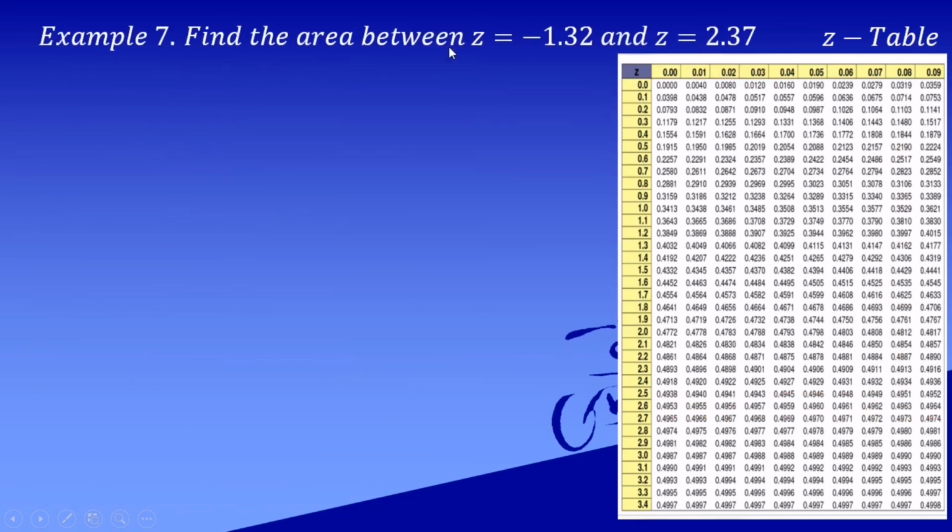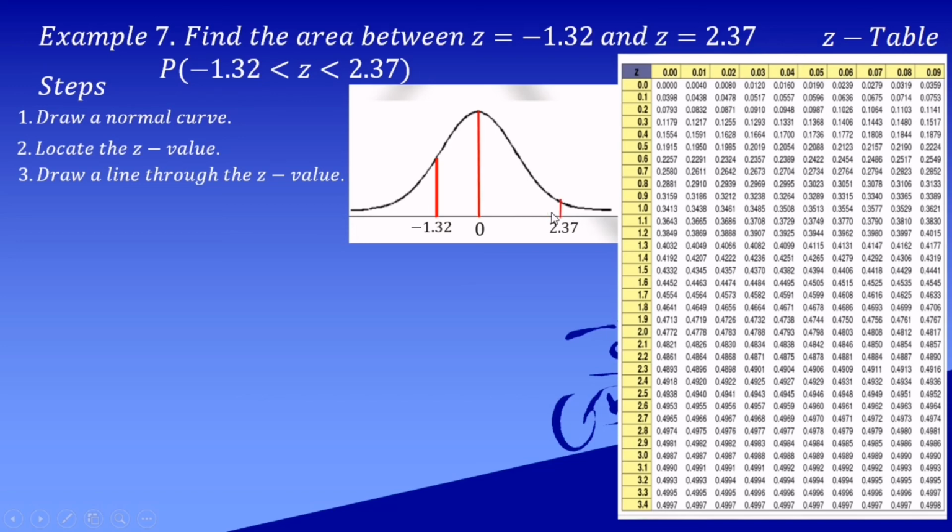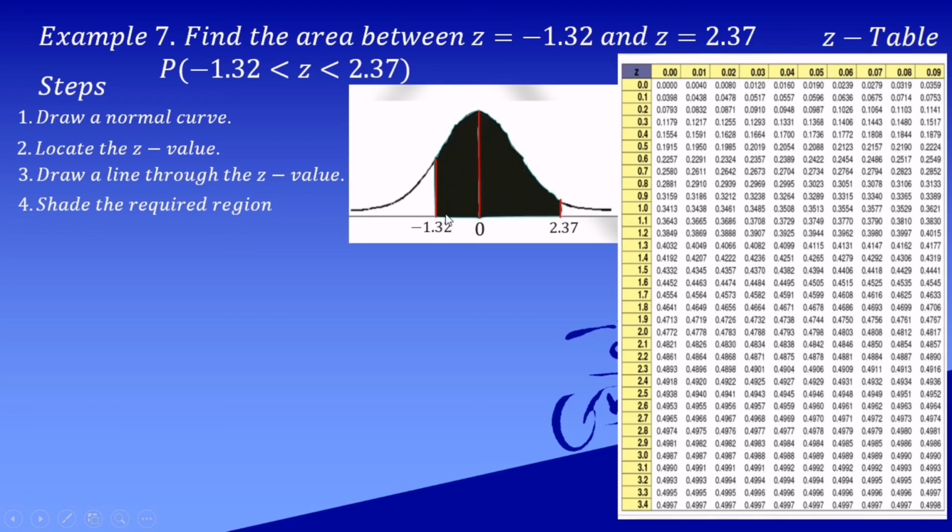For example number 7, find the area between Z equal to negative 1.32 and Z equal to 2.37. Okay, this is our probability notation. The first step, draw a normal curve, then locate the Z values. We have specified values of Z, negative 1.32 on the left side and 2.37 on the right side. Then, draw a line through the Z values. That is our line for the Z values. Then, shade the required area between Z1 and Z2. That is our shaded region.